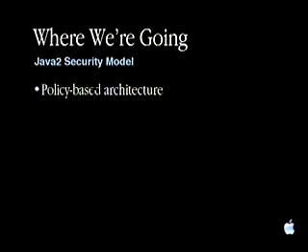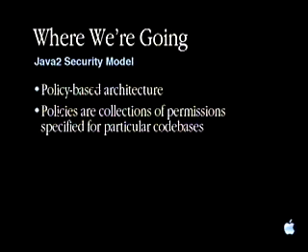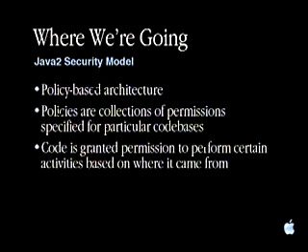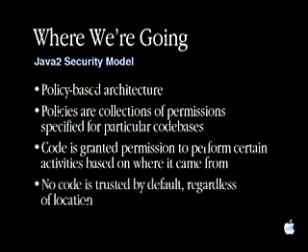So going forward, we have the new Java 2 security model. It's a policy-based architecture. I'll talk a little bit about what policy-based means in a minute. You get a collection of permissions specified for a particular code base. And we'll see examples of that in the system-wide Java policy. Code is granted permission to perform actions based on where it came from. So what you can do is specify a particular applet or particular application, and give it different abilities than you would any other piece of code on your system. Finally, no code is trusted by default, regardless of location.